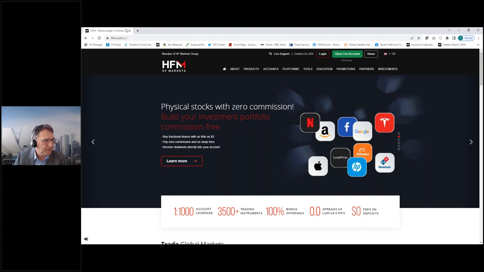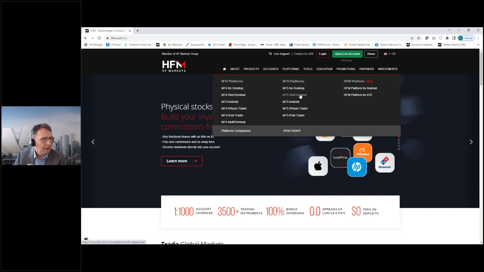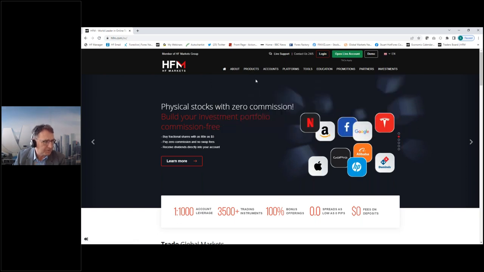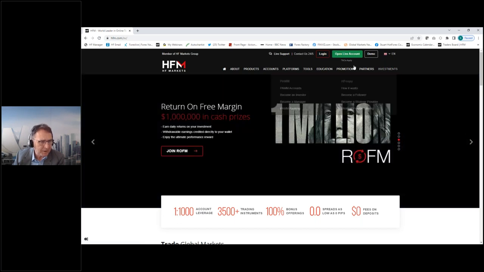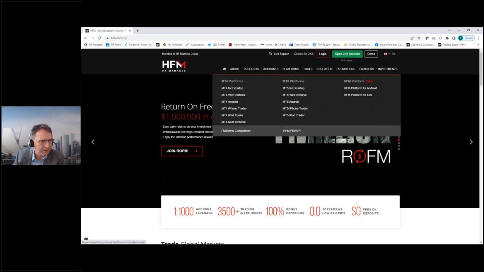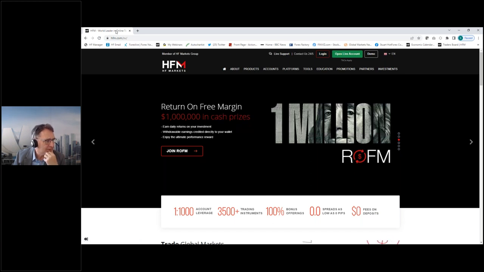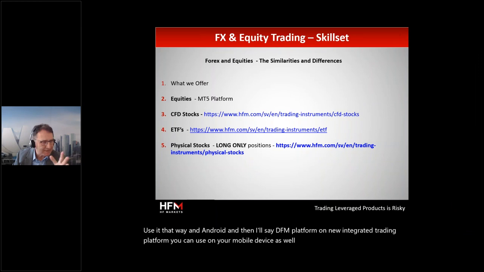So lots of things to trade across all different platforms, whether it's MT4, MT5, the latest derivative of MT4 upgrade. Lots of people have used MT4 over the years and just keep using it and it works for them. Why not? Why change it? But again, across all different platforms, whether it's your iPhone or your iPad, Android, and then our HFM platform, our new integrated trading platform you can use on your mobile device as well. And the assets can be traded.